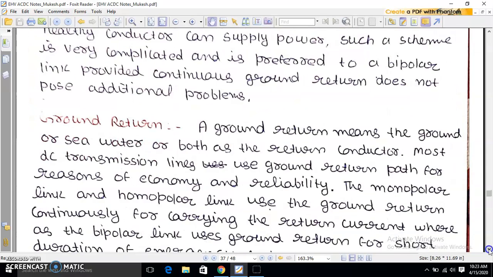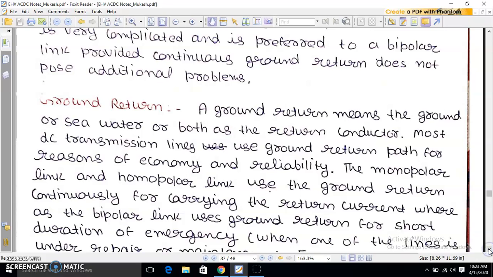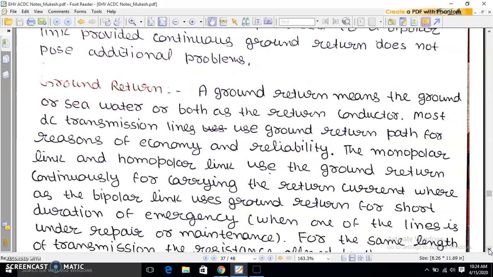Now we will discuss the ground return. A ground return means the ground or sea water or both as the return conductor. Most DC transmission lines use a ground return path for reasons of economy and reliability. The monopolar link and homopolar link use the ground return continuously for carrying the return current, whereas the bipolar link uses ground return for short durations of emergency, that is when one of the lines is under repair or maintenance.